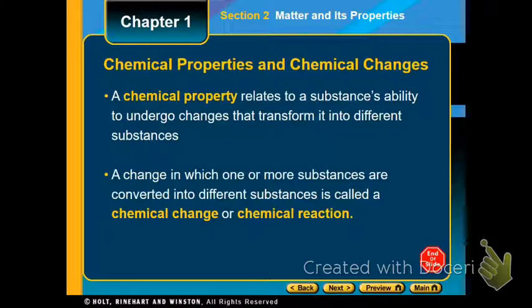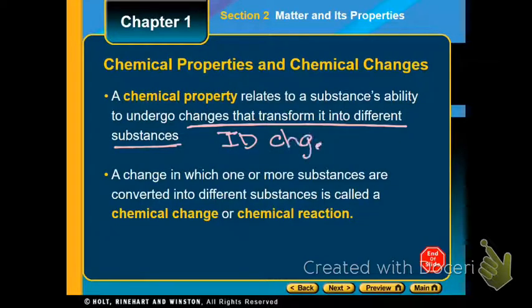For a chemical property, it is the ability to undergo changes that transform it into a different substance. So there is an identity change. And for a chemical change, you are converting one substance into a different substance. Convert means to change. So one or more substances are converted into different substances. Again, an identity change. The chemical reactions that we will talk about go underneath these chemical changes.